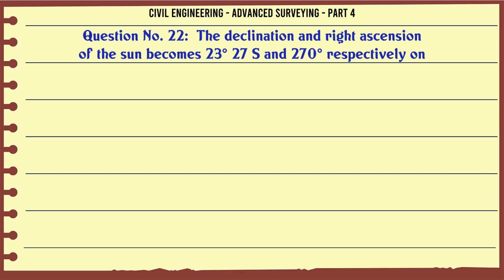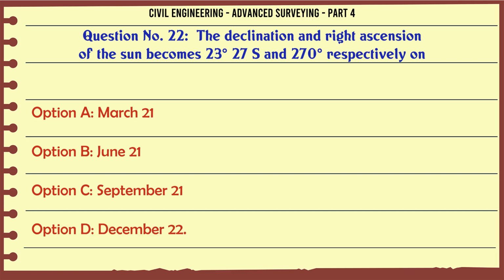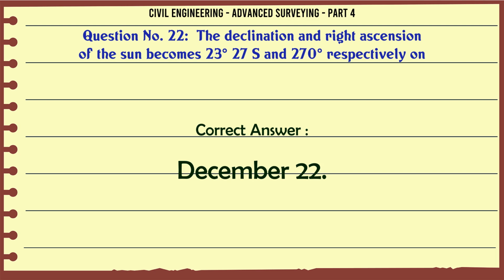The declination and right ascension of the Sun becomes 23°27' S and 270° respectively on: A. March 21st. B. June 21st. C. September 21st. D. December 22nd. The correct answer is December 22nd.